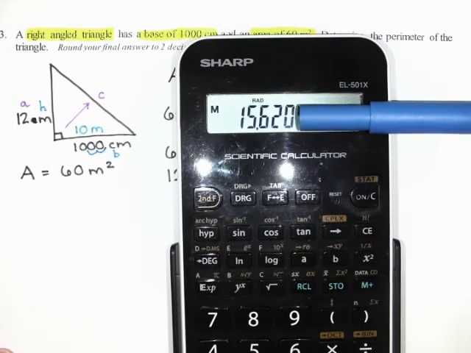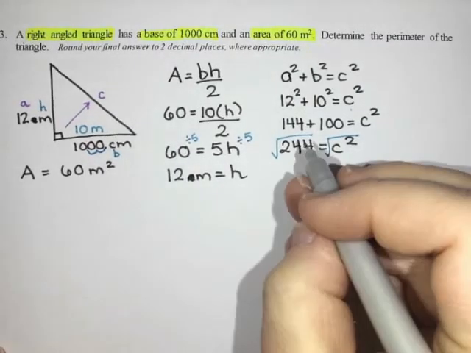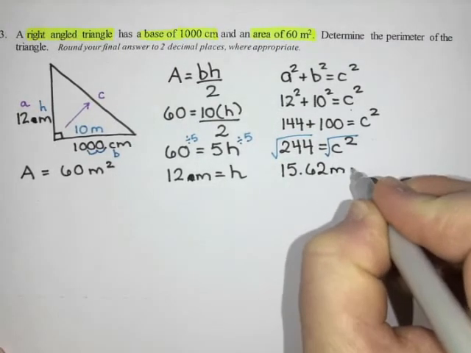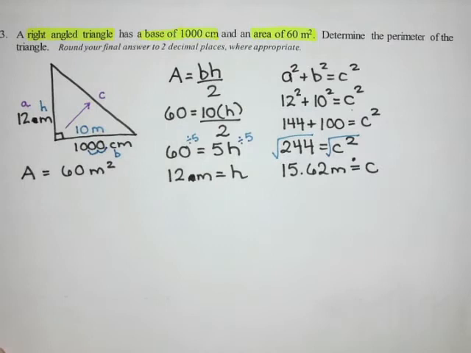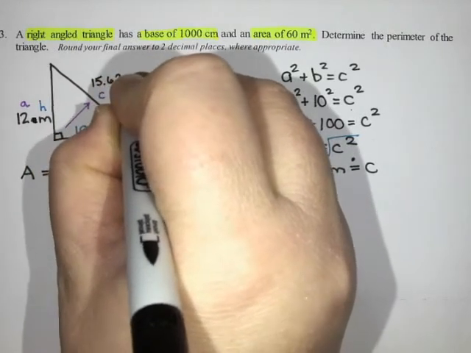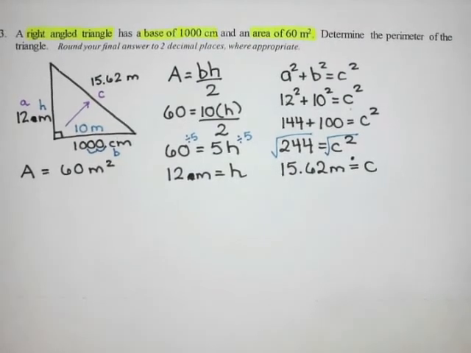15.62. I take a little peek at that next number. It's a 0. So if it's a 0, 1, 2, 3, or 4, we leave it alone. So it's going to say 15.62. So this is 15.62 meters. That is side C, and I rounded, so I'm going to put a little dot over my equal sign. So I now know that this is 15.62 meters.